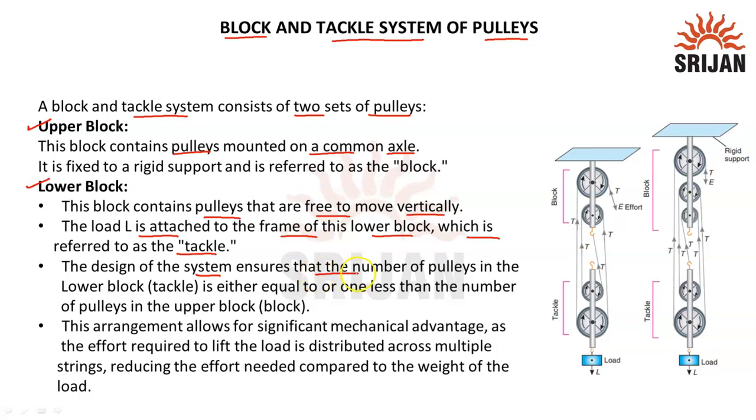The design of the system ensures that the number of pulleys in the lower block is either equal or one less than the number of pulleys in the upper block. Like we can see here, the number of pulleys is 2, which is equal to the number of pulleys in the block. However, in this picture, the number of pulleys in the block is 3, while in the tackle, the number of pulleys is 1 less than that of the block, which is 3 minus 1, so 2. This arrangement allows for significant mechanical advantage, as the effort required to lift the load is distributed across multiple strings, reducing the effort needed compared to the weight of the load.